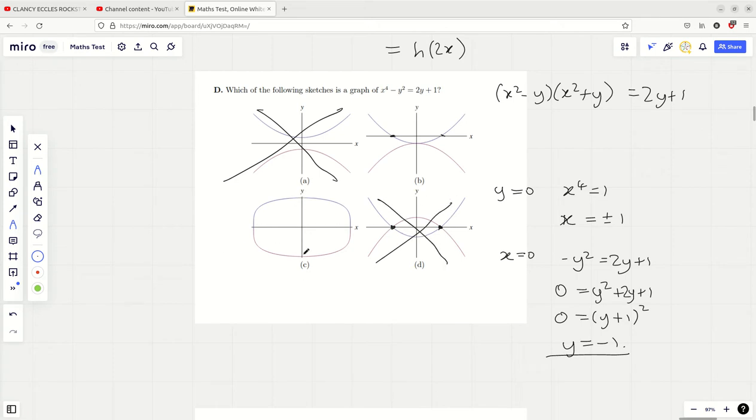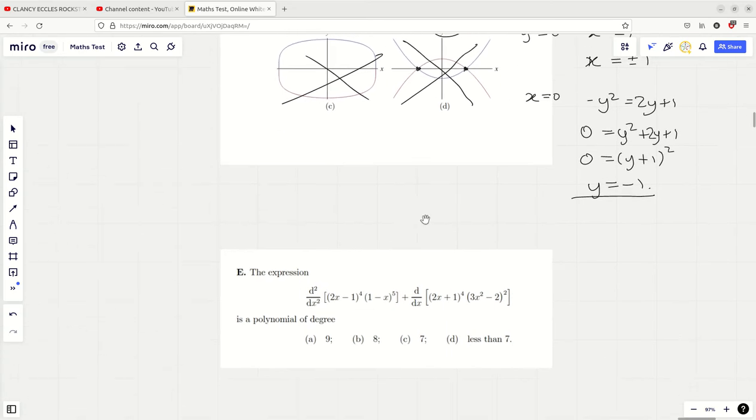Because we've got two y values for an x value of 0. And so by the look of it, the answer is B. And so I guess that answer is B. We'll check these all in a second. Like I say, I've got the answer key somewhere. Okay, so that's that one.